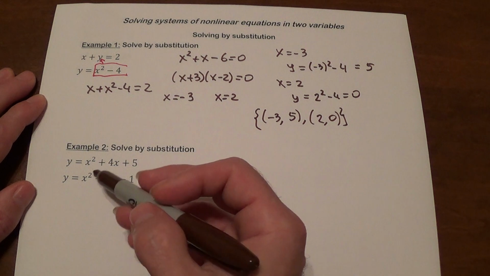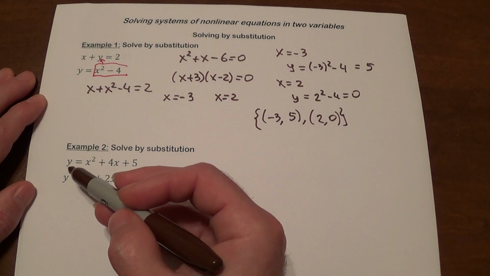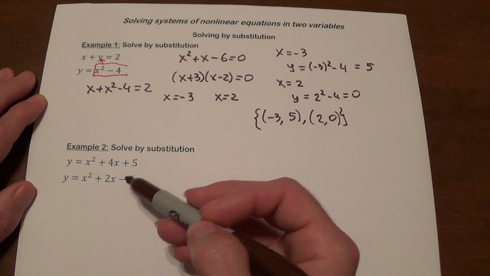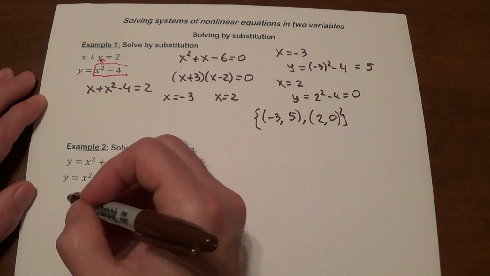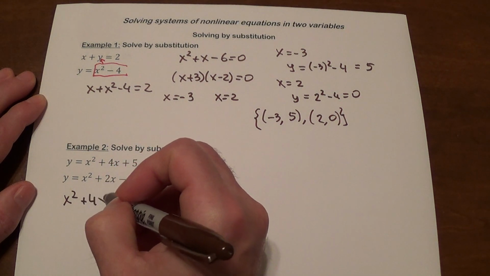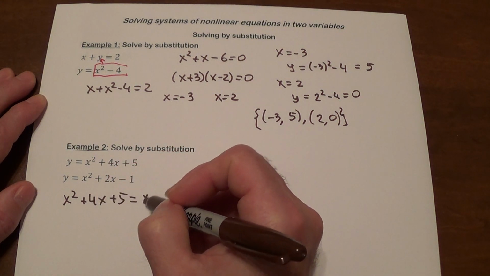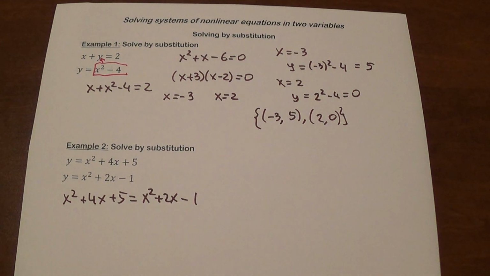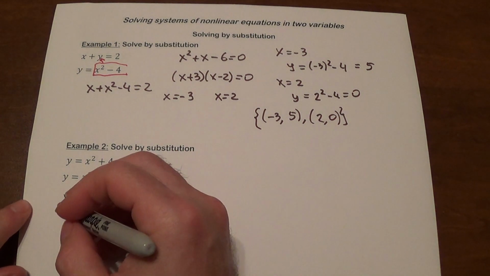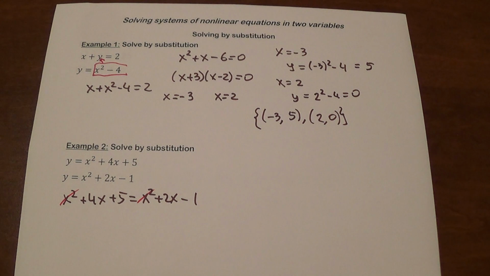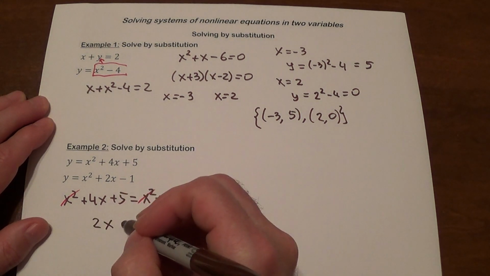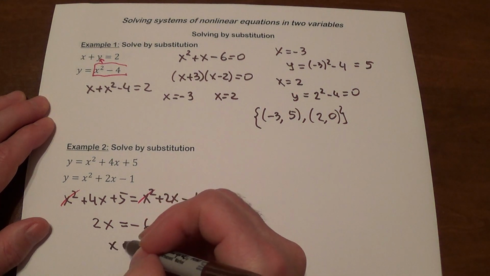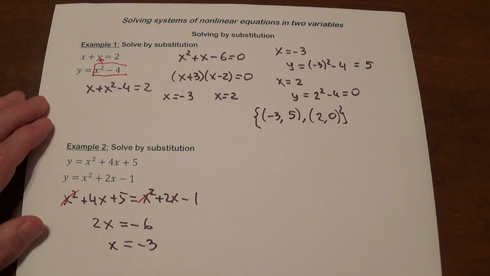Example 2. This one's somewhat of an easier situation because you have y equals one expression, y equals another expression. That means you can set them equal to each other, right? So then you're going to get x squared plus 4x plus 5 equals x squared plus 2x minus 1. You should be able to cancel x squared on both sides. And then it's not a quadratic equation. It is just a linear equation, and it becomes 2x equals negative 6, which means x equals negative 3.